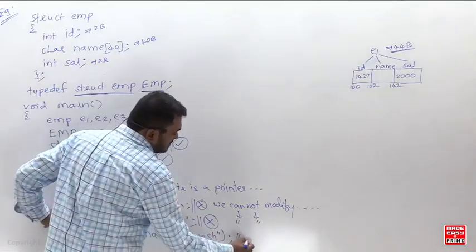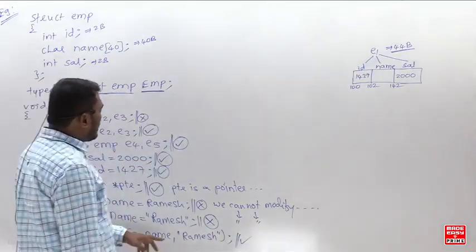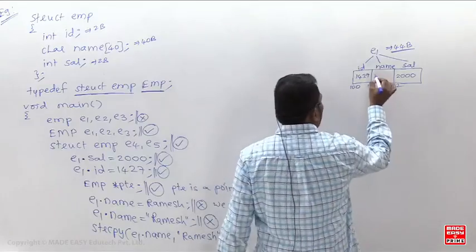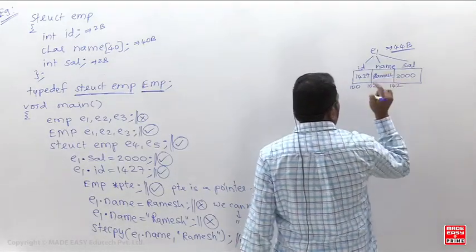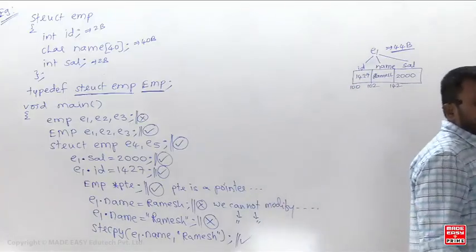So remember, that is allowed. If I write e1 dot name, and here in double quotes Ramesh, then Ramesh will come here. So copy this. Ramesh will come there.